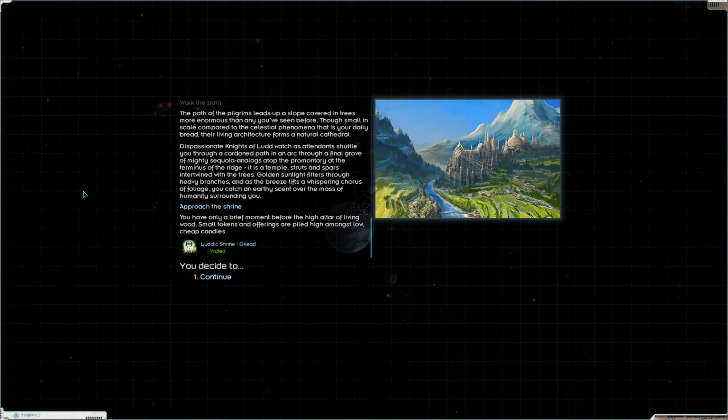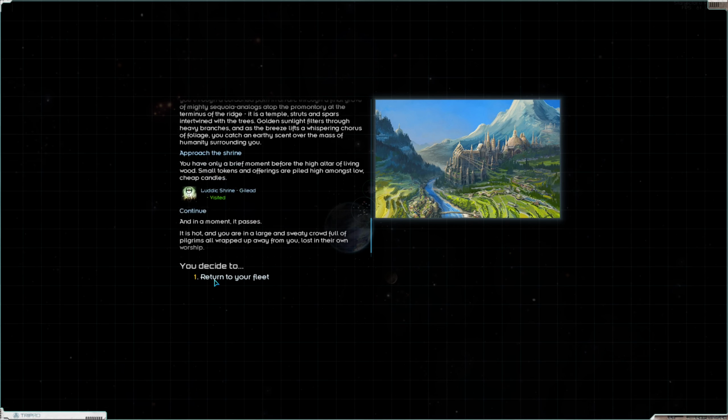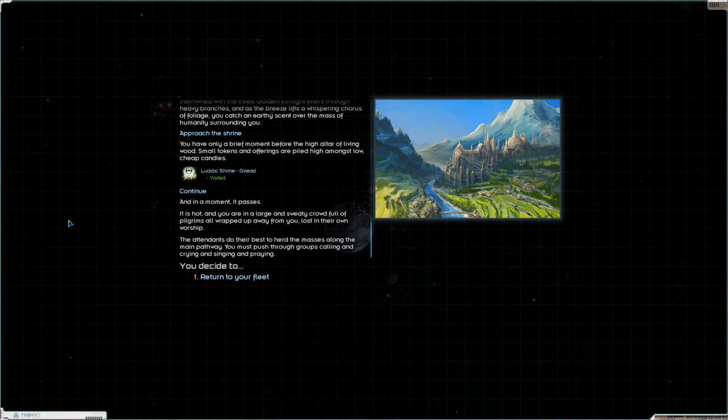We'll approach the shrine. You have only a brief moment before the high altar of living wood. Small tokens and offerings are piled high amongst low, cheap candles. And there we go. And in a moment, it passes.